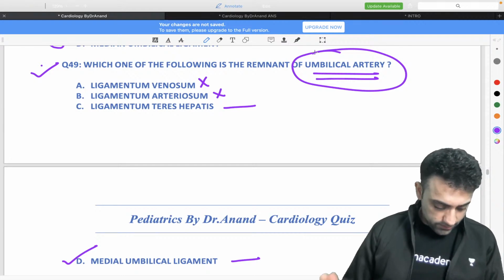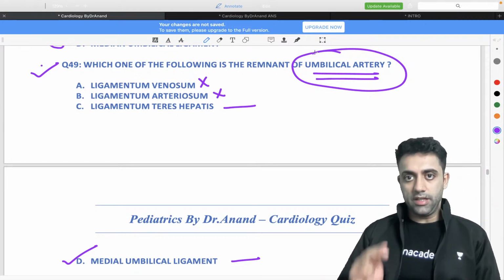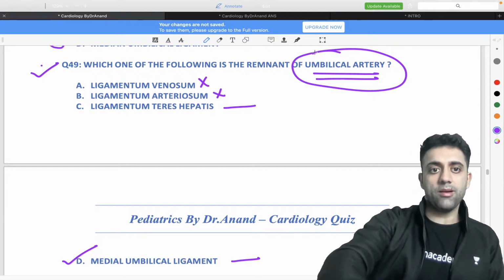Okay, so remember that. D is the best option. The remnant of umbilical artery is medial umbilical ligament.